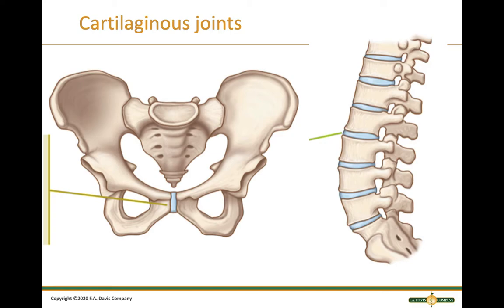Then next we have cartilaginous joints made of cartilage. So the pubic symphysis or the discs in between your vertebrae are examples of cartilaginous joints. These are not as strong as fibrous joints, but they allow more movement.